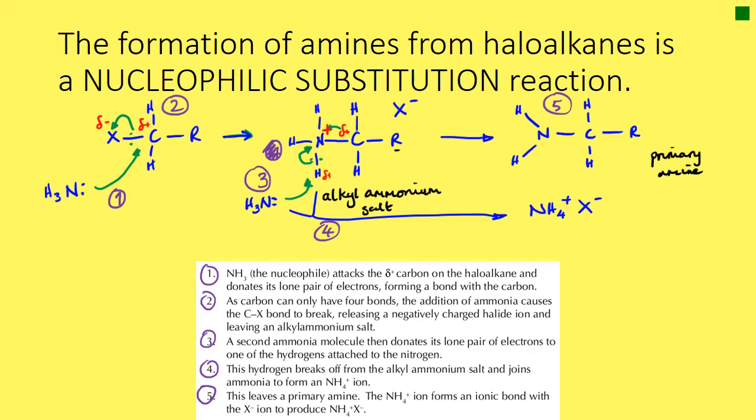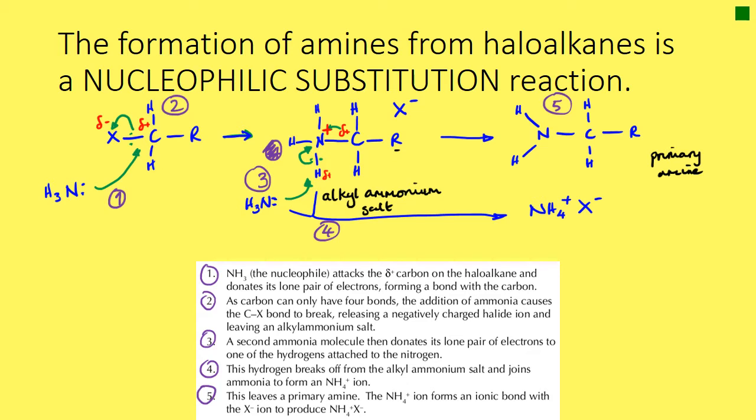So what happens is these electrons are drawn towards the nitrogen atom, leaving the hydrogen with a small positive charge. And guess what? There's the ammonia molecules swimming around nearby that are going to be attracted to that small positive charge on the hydrogen atom there.